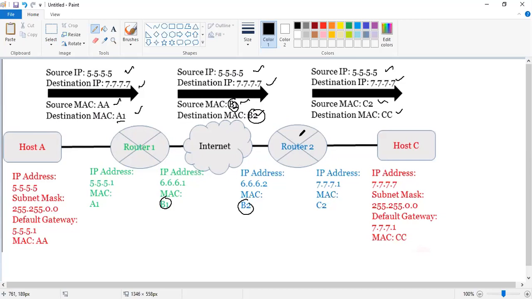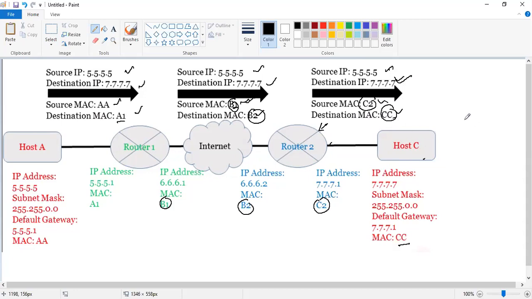After router 2 receives it, it checks. The source and destination IP addresses are not going to be modified. The only thing is that it has to go to the next hop. So it replaces the source B1 with C2 as the source, and since it has to go to the destination, it replaces the destination as CC, and then it is forwarded.